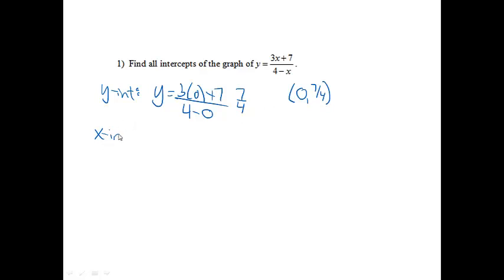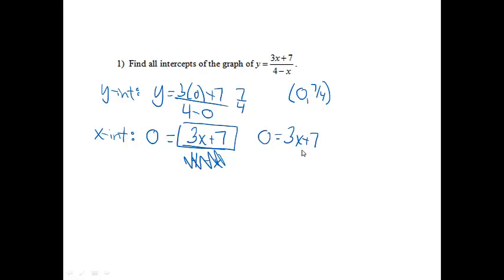And then to get the x-intercept, remember we're going to set the y equal to 0. So put 0 equals 3x plus 7 over 4 minus x. And then if you recall previously, I crossed out the denominator because if the denominator ever equaled 0, it would be undefined. So we really only care about the numerator for the x-intercept. So if I just set 3x plus 7 equal to 0, I'll get x is equal to negative 7/3. So my other intercept is going to be negative 7/3, 0.